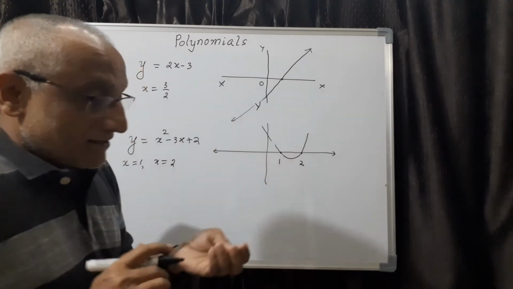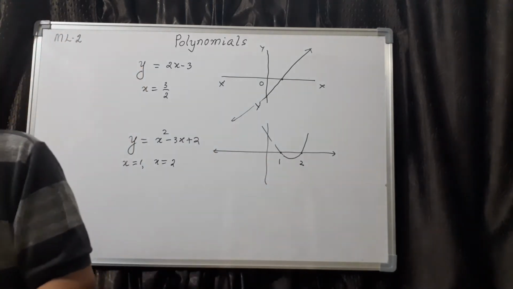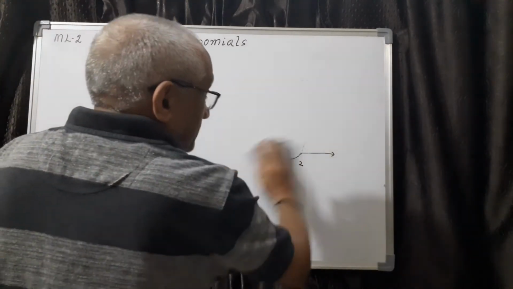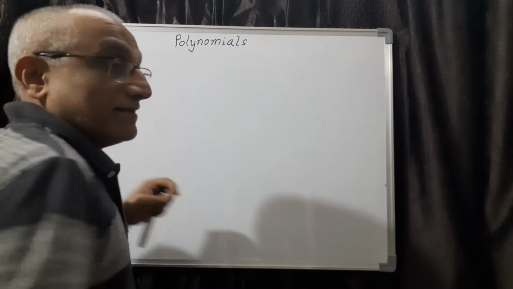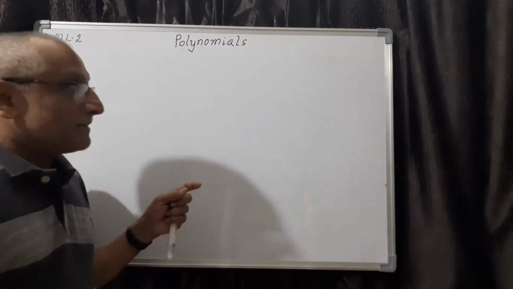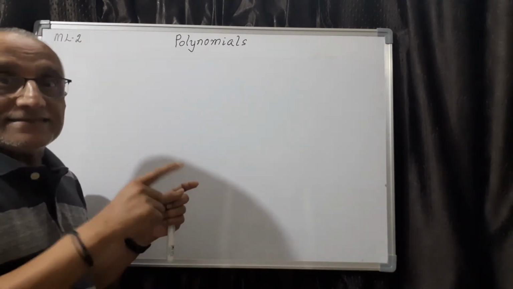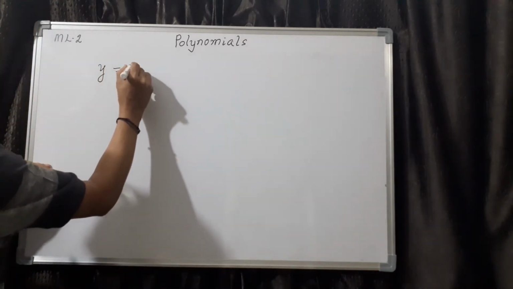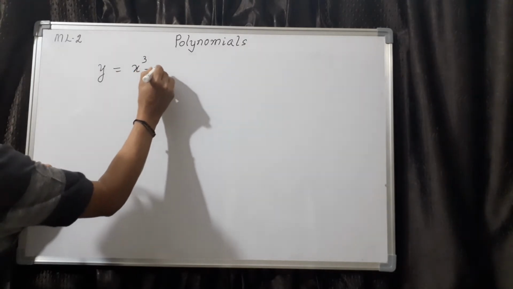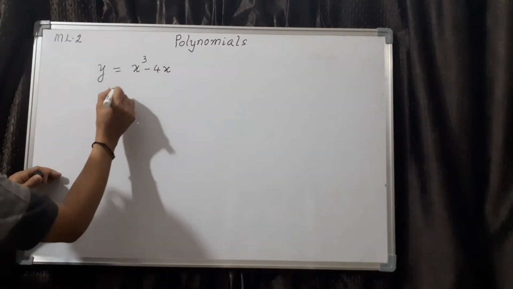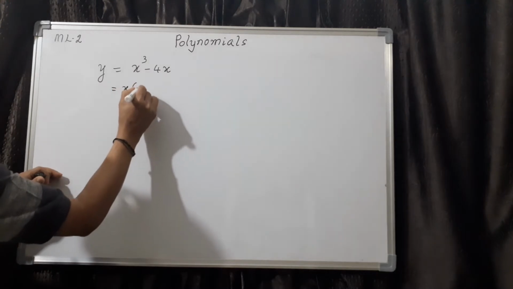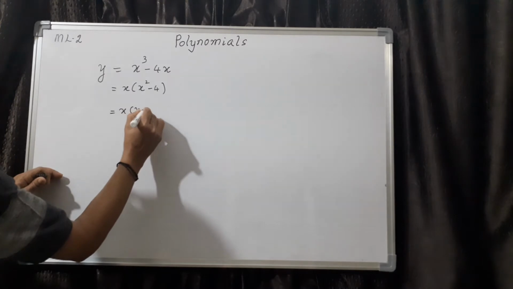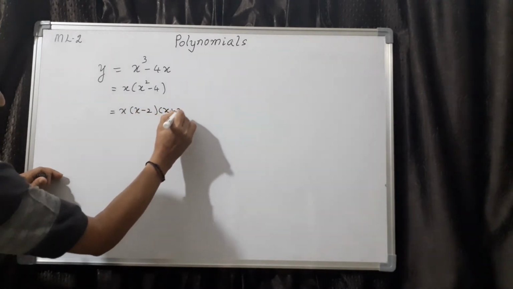Now today we shall see the last possibility, that is when a given function is a cubic polynomial. Of course now we can extend this logic. How many points can it cut the x-axis? 3 points. So let us take, for example, y equal to x cube minus 4x. If you take x outside, then it is x square minus 4. Therefore it is x into x minus 2 into x plus 2.